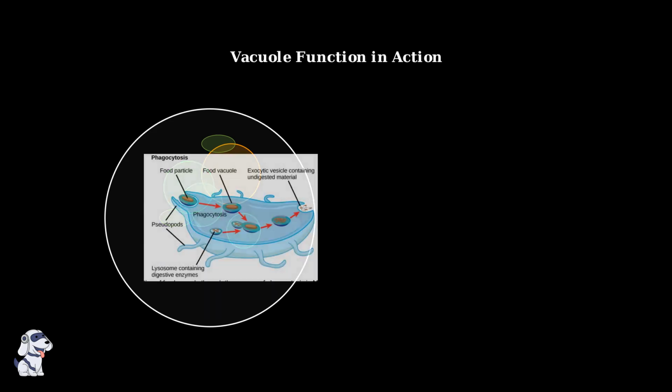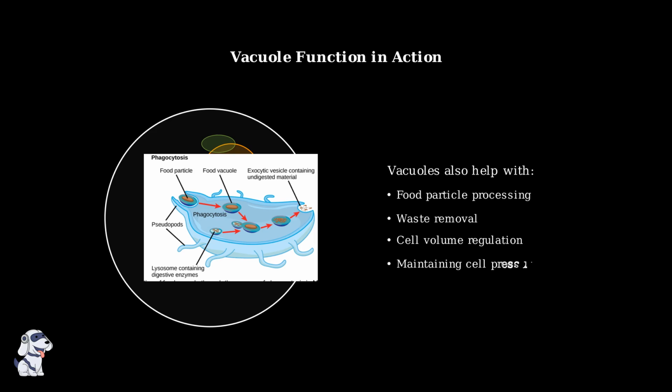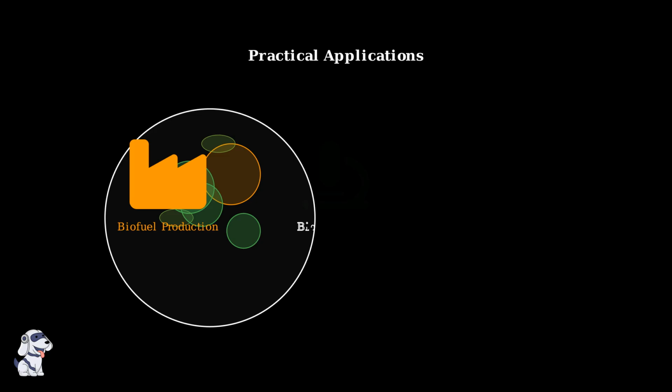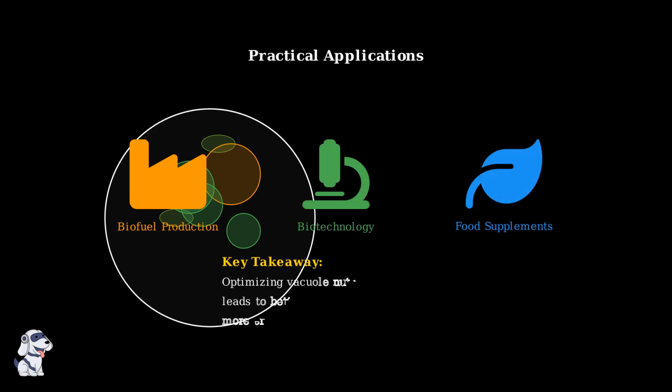Vacuoles don't just store nutrients, they're involved in many cellular processes. This image shows how vacuoles help process food particles and remove waste from the cell. Understanding how vacuoles store nutrients is helping scientists optimize algae growth for practical applications like biofuel production and biotechnology. By understanding and optimizing how vacuoles store nutrients, researchers can improve algae growth rates and make biotechnology applications more efficient and sustainable.